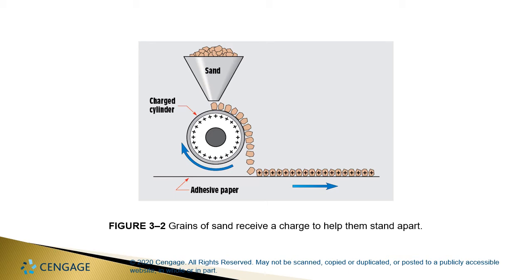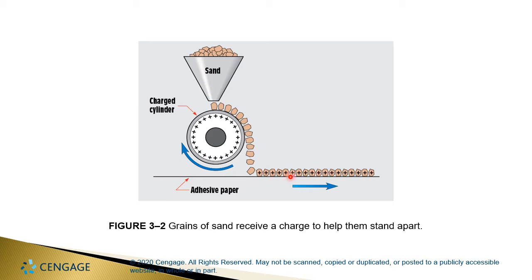Well, the way this works is we have a positively charged cylinder. The sand is dropped onto this and it forms a single particle layer, which is then deposited onto moving adhesive paper. And the positive charge is then imparted onto the surface, so that guarantees our nice uniform layer of a single particle all the way across. Then, of course, the adhesive paper has to be cured, oftentimes heated, etc., to finalize the process.